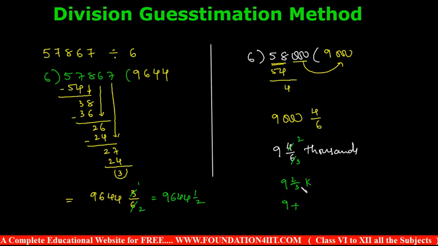So 9 plus the value of 2 by 3, 0.6661. If you round it to 3 digits, 667 thousand. So this is approximately 9,667. In the original we got 9,644. Somewhat we can guess in that way. That means you can take the nearest ten thousands, thousands or hundreds, and guess with the same number. Approximately, with a little difference, there is a chance to get it.